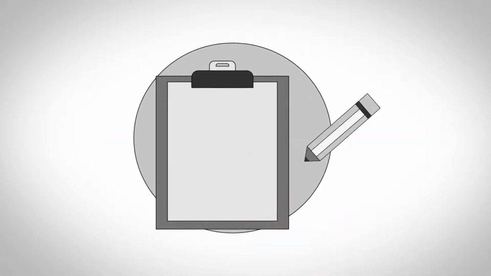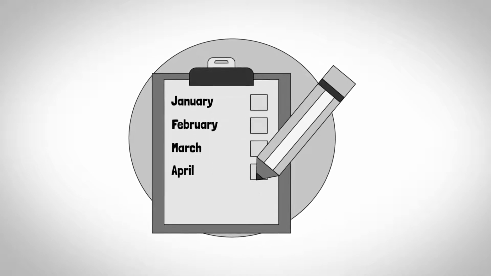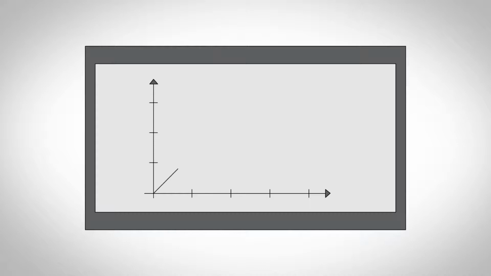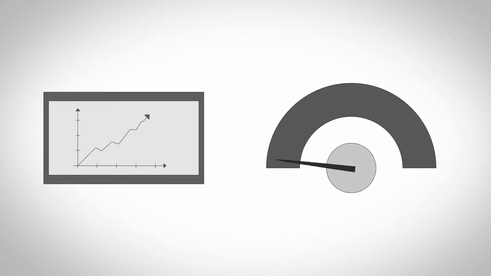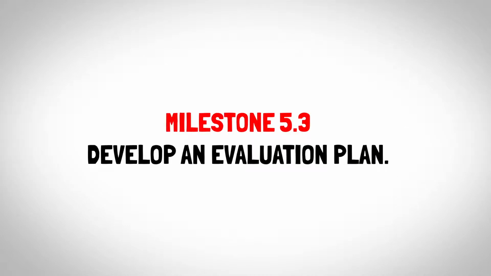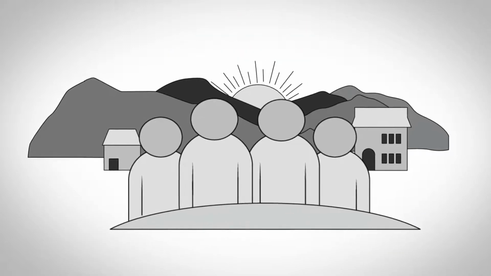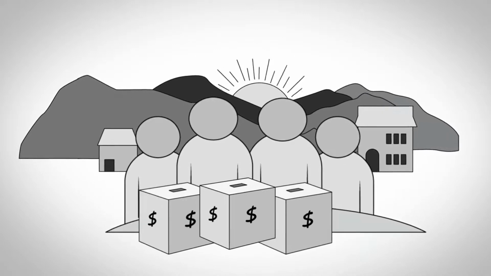Once this implementation plan is complete, your coalition will begin work on the evaluation plan. A successful evaluation plan will help us track what is going well and celebrate these successes. Monitoring our work also allows us to adapt and change if our efforts don't seem to be working as intended. Building the evaluation plan helps you achieve Milestone 5.3. Develop an evaluation plan.